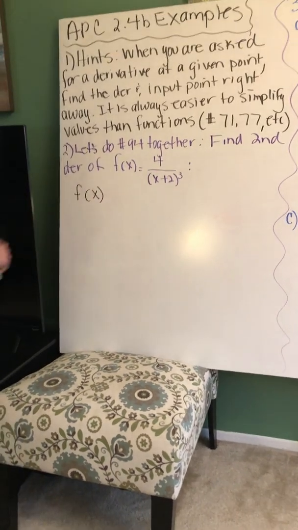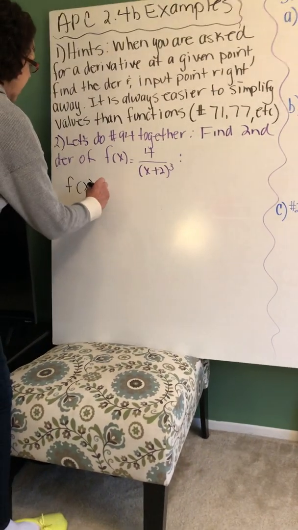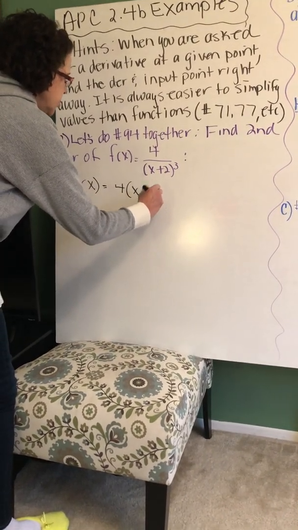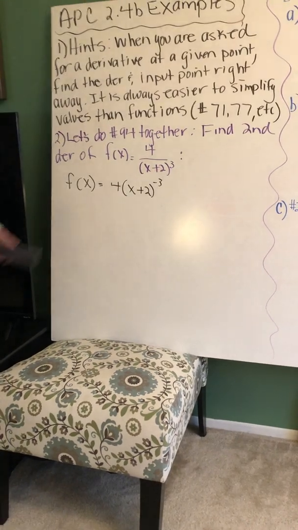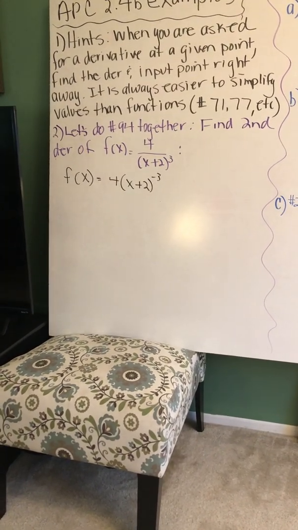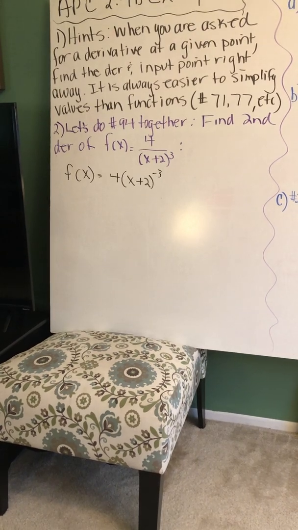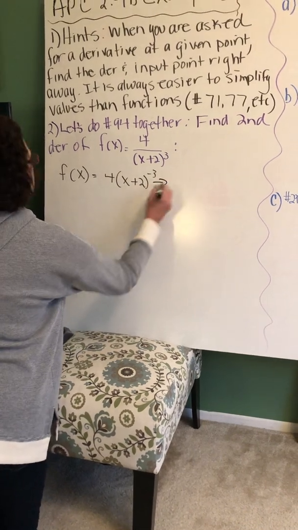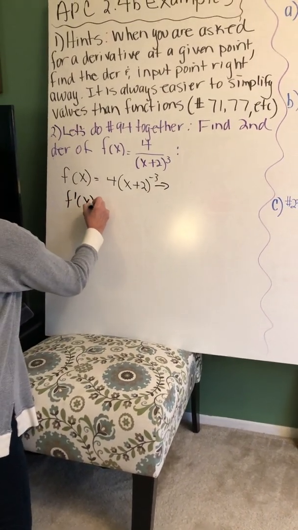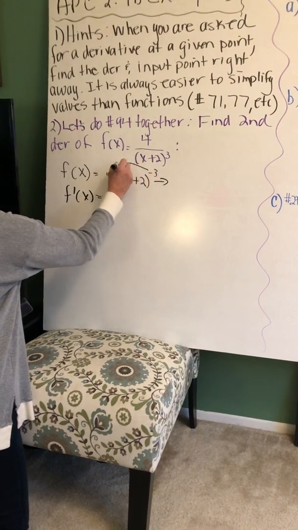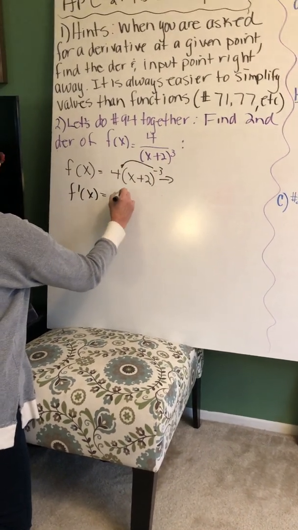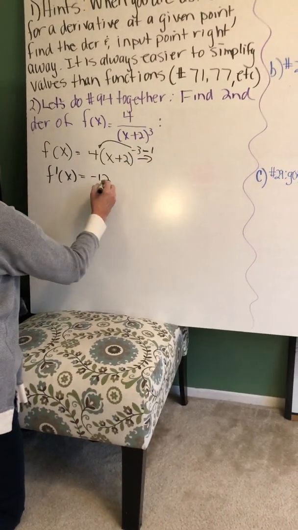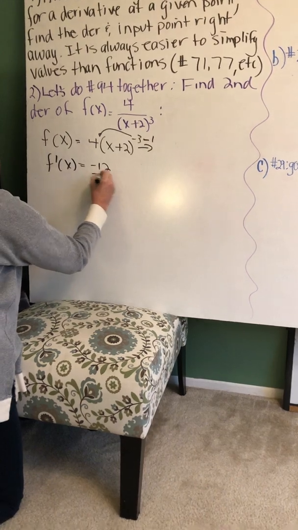Notice I haven't taken the derivative yet. I'm rewriting the function. Here's my constant of 4, and this base of x plus 2 to the third power in the denominator, I'm going to write it as to the negative 3. And now, rather than the quotient rule, I'm just going to use the chain rule here. So here we go. I'm going to take the derivative. I bring along my 4. I bring my negative 3 out front and multiply it. That's negative 12. And reduce the exponent by 1. Right, so that is x plus 2 to the negative 4th.